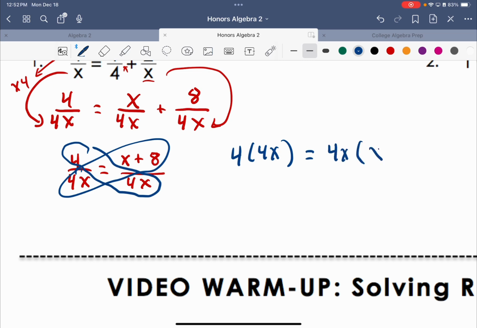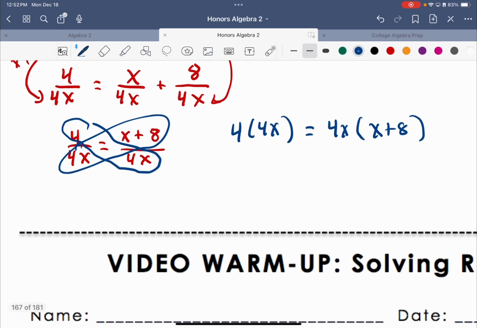So that's 4x times x plus 8. Now you could make your life difficult, and you could take 4 times 4x, and don't do this. You could take 4 times 4x and get 16x. You could take 4x times x, get 4x squared plus 32x. You could get that, and you've got this equation that you could solve.